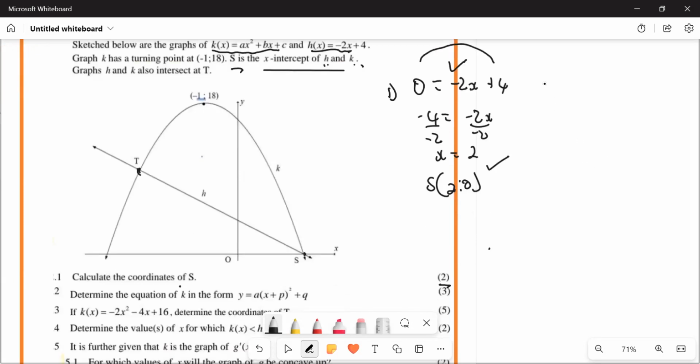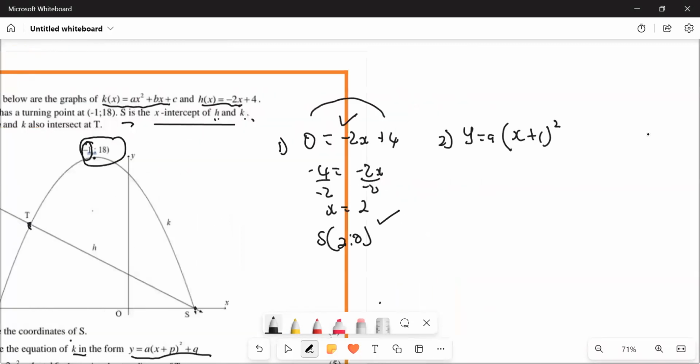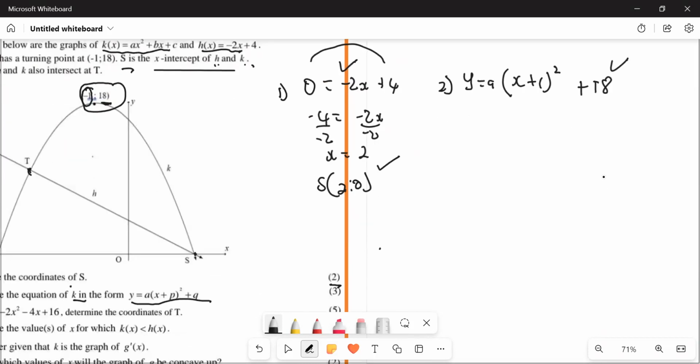Number 2, they say determine the equation of k in turning point form. How do you determine this in turning point form? You are going to put in the values of the turning point. So you are going to have y equals a, open bracket, x. Since this value here is negative, when you put it inside the bracket, it's going to be +1, all squared. And then q, you take it exactly the way it is, +18. We give you a mark for substituting +1 and 18, no penalty.